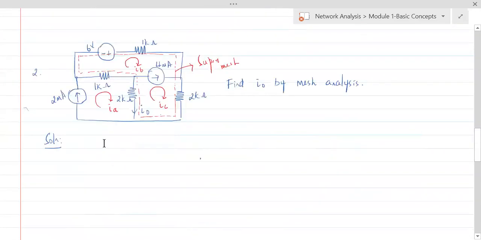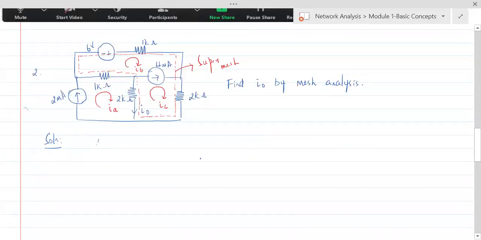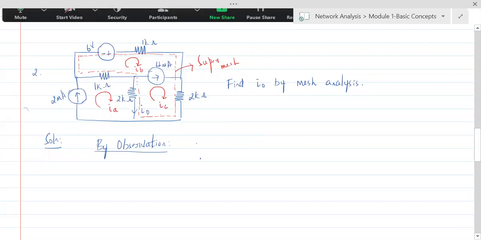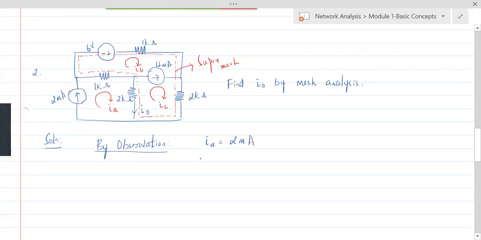Very first thing that you have to say is this. We shall say by observation. What all can we do by observation? One thing that we can make out by observation is IA is 2 milliamps. This can be easily made out because this is a type 2 problem in which we have a current source on the boundary. So this is the first result that we have obtained. So 1 KVL reduced.